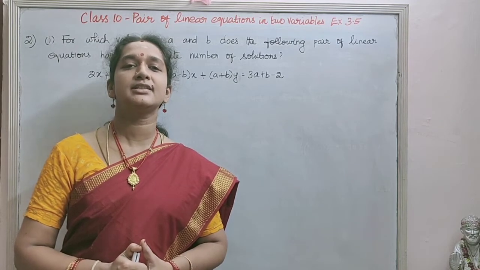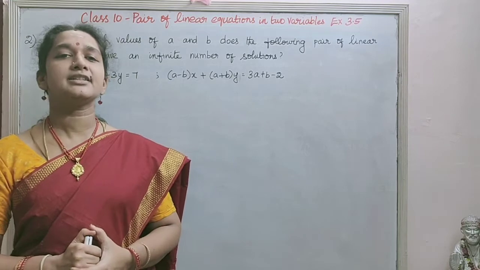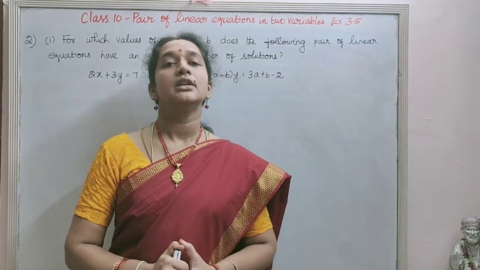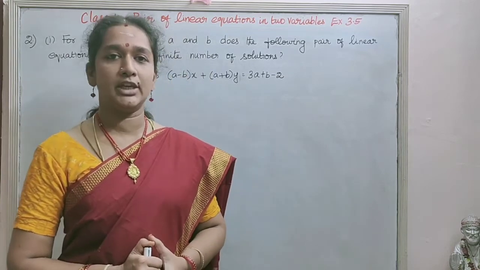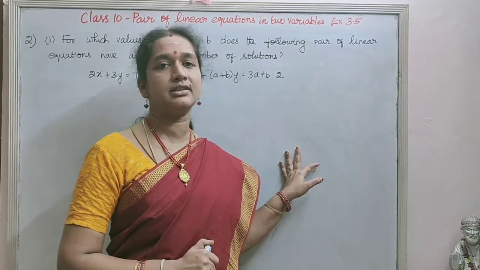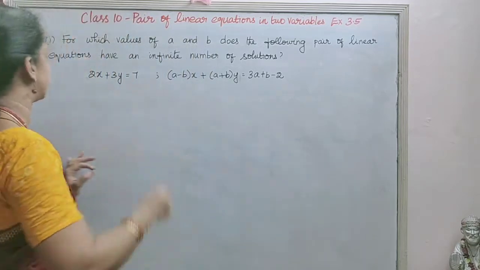Good morning students. In this class I will be doing the class 10 CBSE syllabus from the NCERT textbook, pair of linear equations in two variables. That is the third chapter. Four exercises I have completed. This is the fifth exercise. I will continue the exercise.